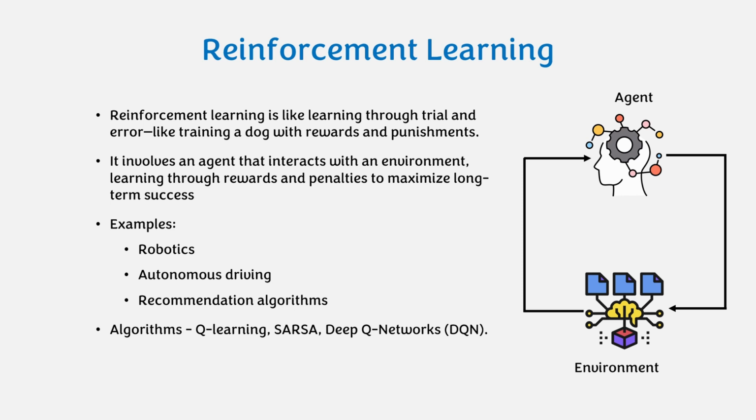And in reinforcement learning, we have an agent that will interact with the environment, learning through rewards and penalties to maximize long-term success. Reinforcement learning is used in robotics technologies or autonomous driving systems, and some of the examples of the algorithms used are Q-learning, SARSA, and deep Q networks.